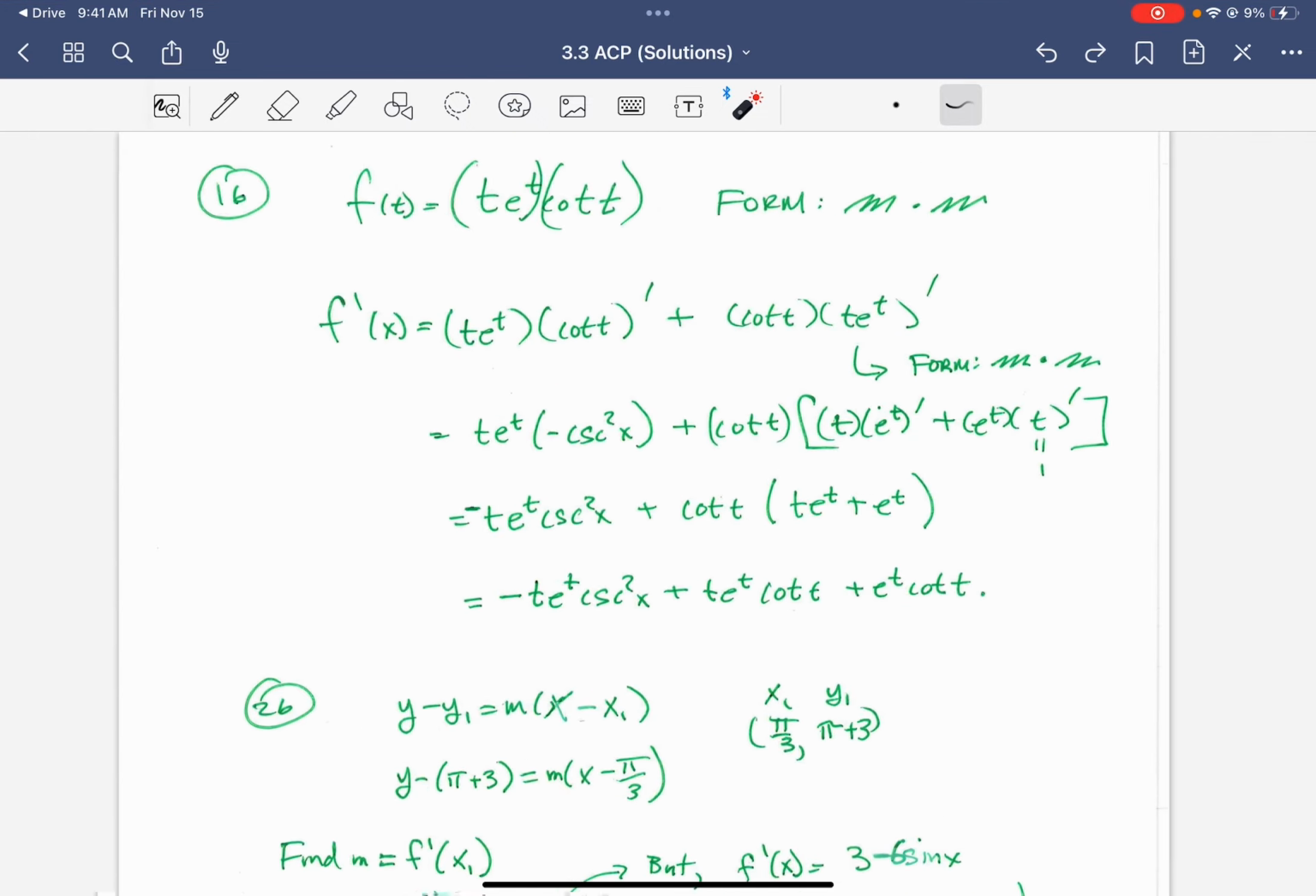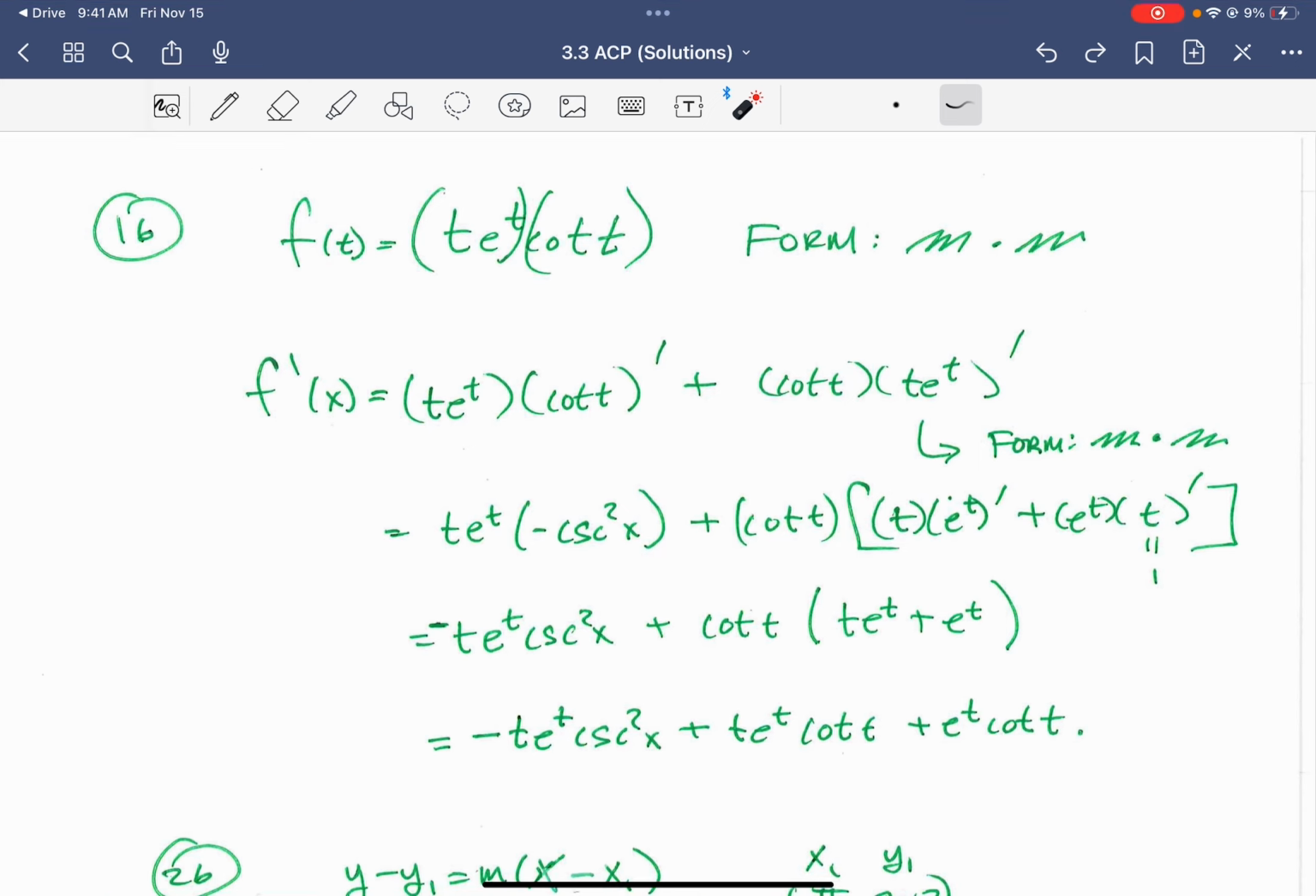Let's look at 16. So 16, you can view it as this multiplied by this, because when you have three things broken up, you can use the associative property of multiplication to associate the first two together and let the last one hang out by itself. So its form is stuff times stuff. So that means it's going to be first derivative second plus second derivative first.